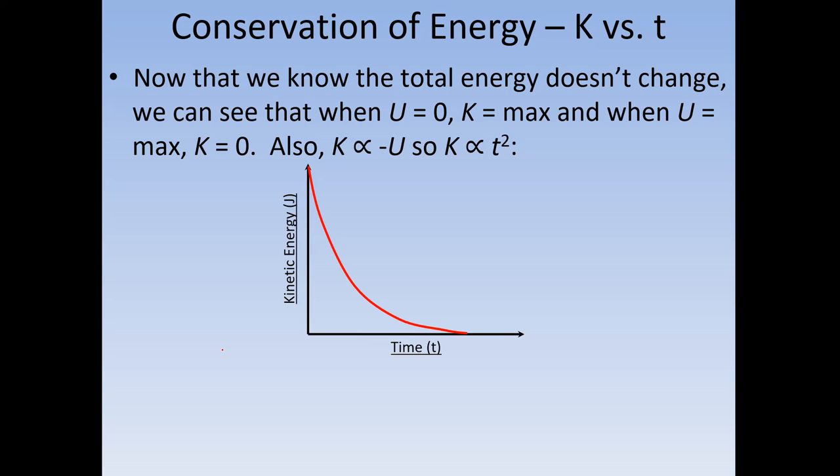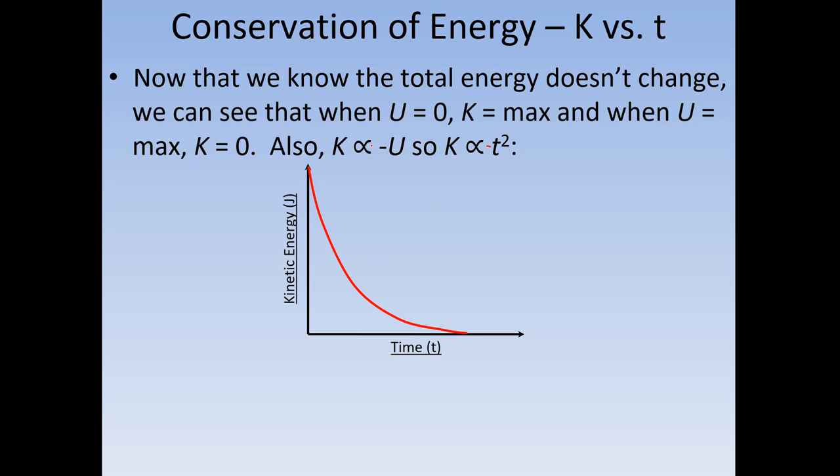Another way of putting it, if you didn't know about that, we could have also used a very similar relationship to what we did before. Since kinetic energy was proportional to potential, but in the negative case, and since potential was proportional to t squared, we know that the kinetic energy is going to be proportional to t squared as well, and flipped because of that negative relationship between kinetic and potential.